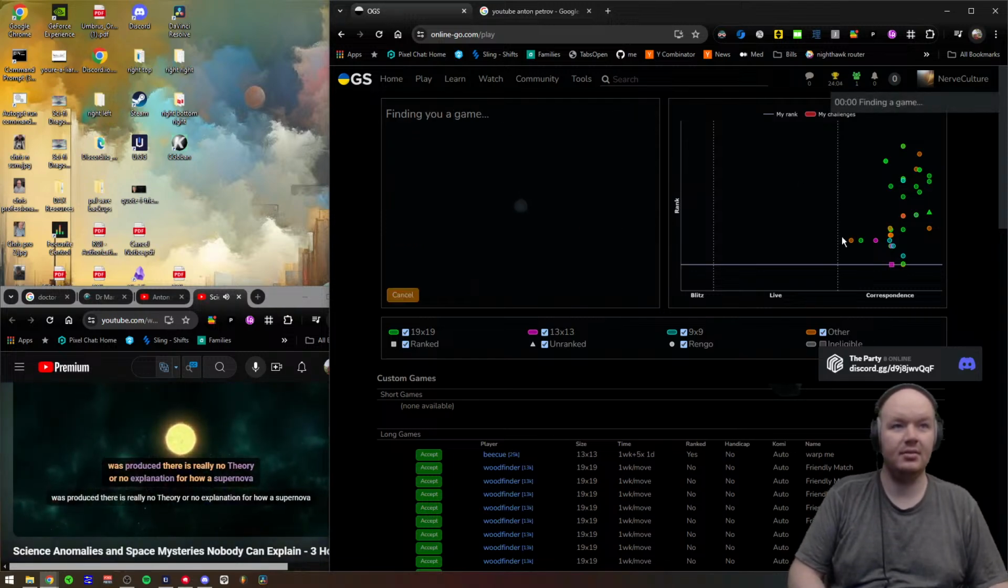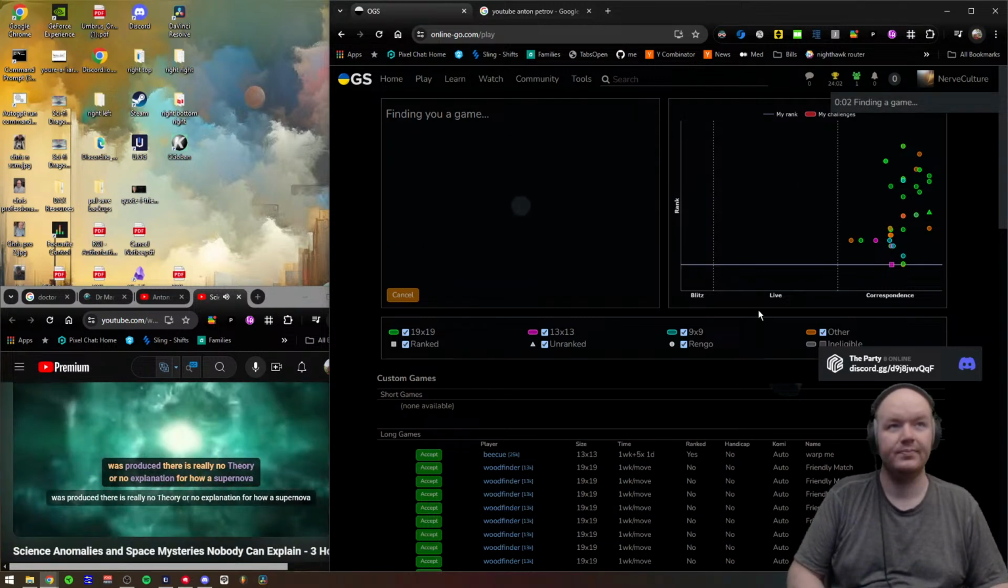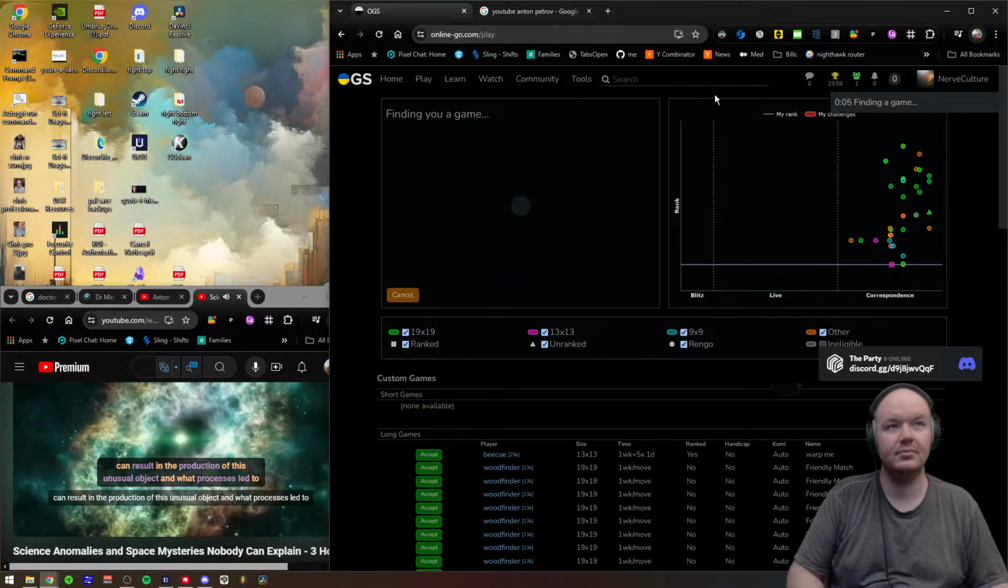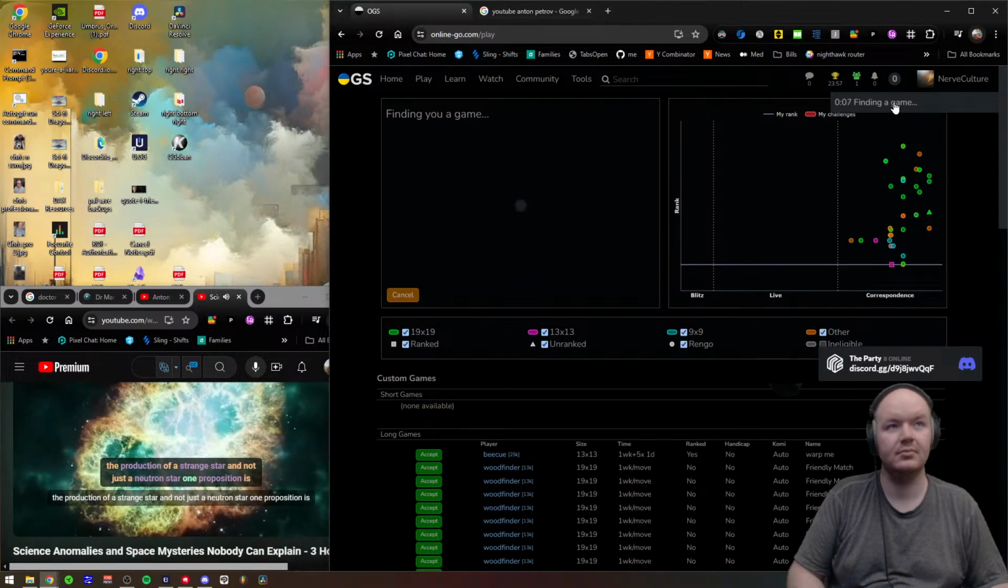There is really no theory or no explanation for how a supernova can result in the production of this unusual object, and what processes led to the production of a strange star.